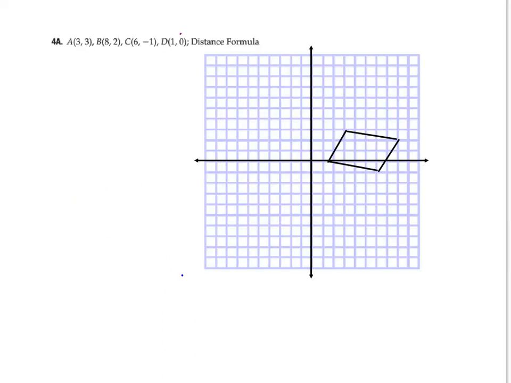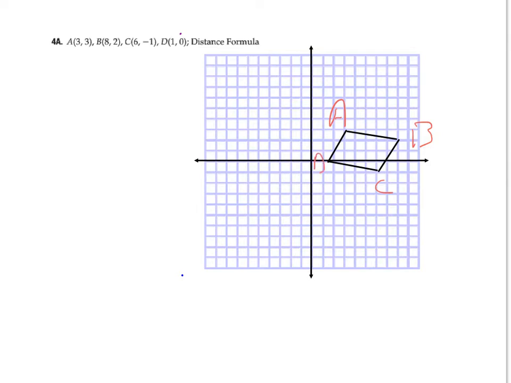Alright, let's look at this problem right here. We want to prove that my given quadrilateral is a parallelogram. The first thing I'm going to do is label my points. A is (3, 3), so that's A. B is (8, 2), so that's B. C is (6, -1), so that's C. And this guy right here is (1, 0), that's D.